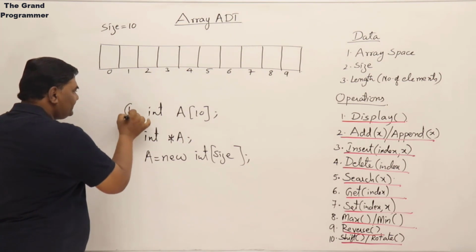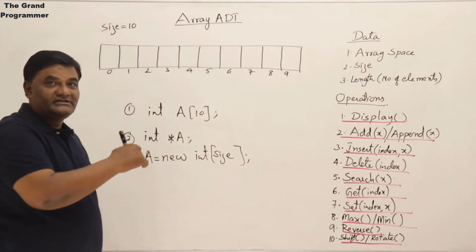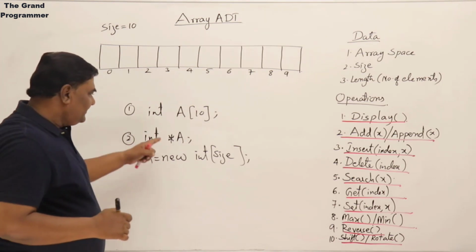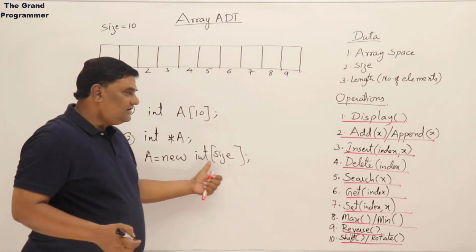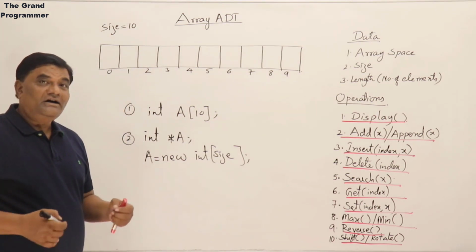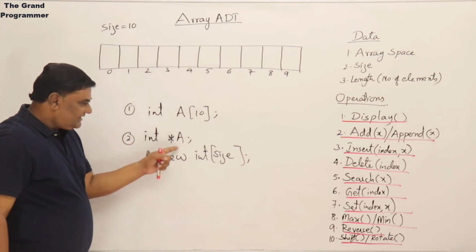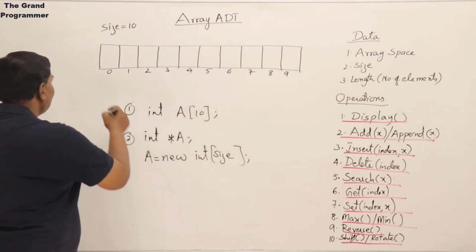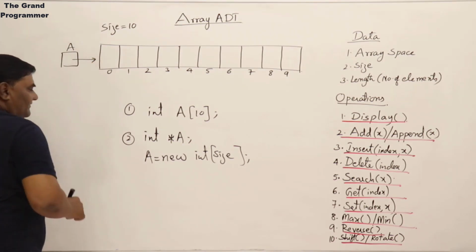So we have two options for creating an array. If you are following this one, then you must mention the size. If you're following this one, then at runtime you can take the size and create an array from heap. So this option is better for creating an array of required size. So let us assume that we have taken a pointer and created an array. So here A is a pointer pointing to this array.